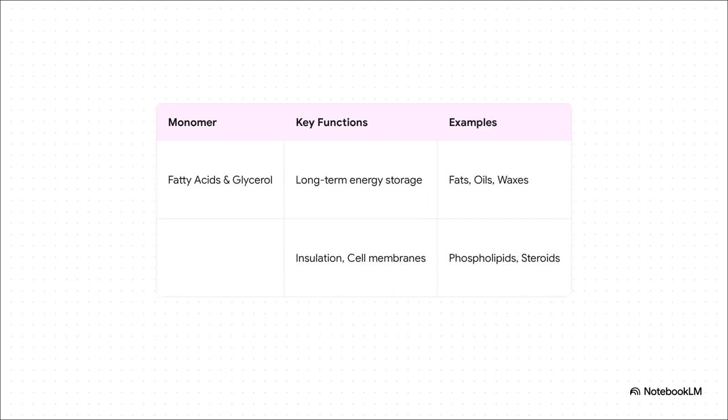Up next, we've got the lipids. Now, you probably know them as fats, oils, and waxes. And yeah, they're great for long-term energy storage and keeping us warm. But honestly, their most important job is forming the membranes of our cells. Every single one of your trillions of cells is held together by a lipid barrier. No lipids, no cells. It's that simple.